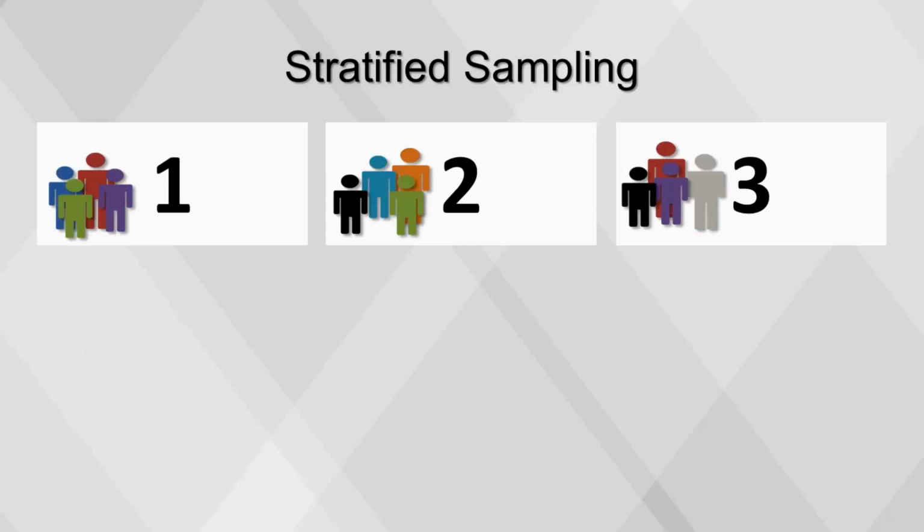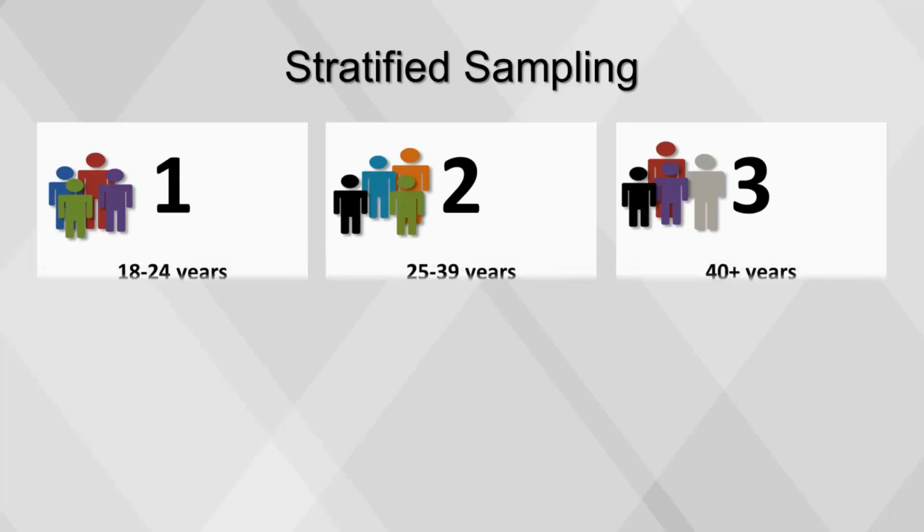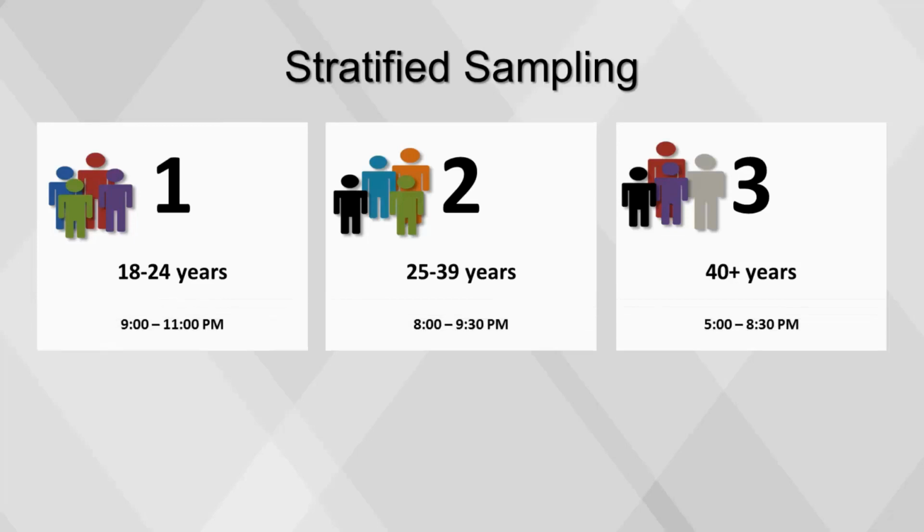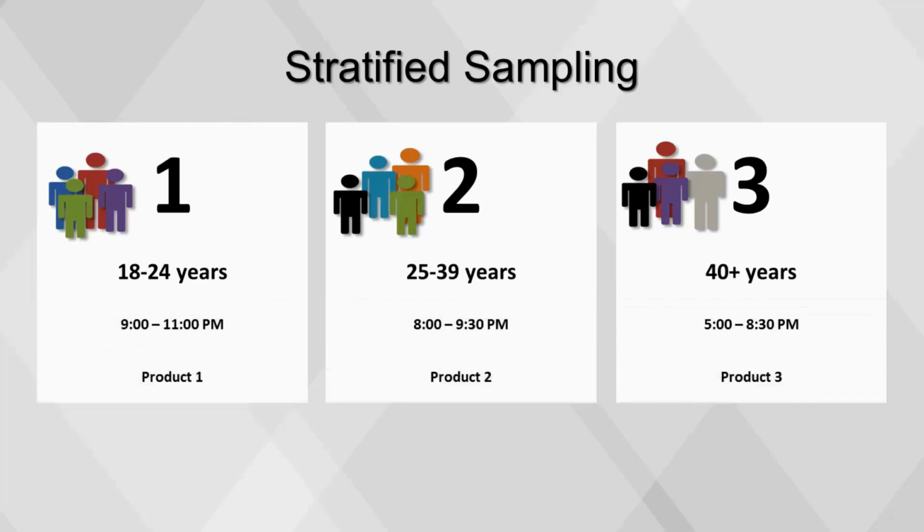There are several advantages to stratified sampling. One obvious advantage is that separate estimates can be obtained within each stratum, which would not be obtained with a single random sample from the entire population. For example, let's say we're looking at our television viewers by age group. We have 3 strata, 18 to 24, 25 to 39, and 40 plus. We find that their peak viewing times vary based on age. Thus, we can make better decisions about which product to advertise during which time period.